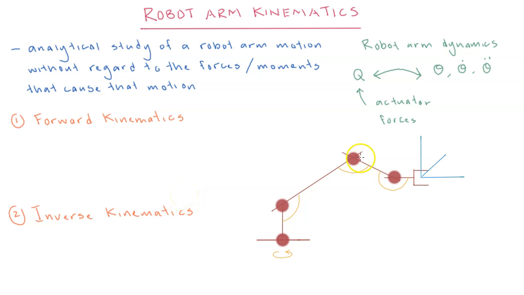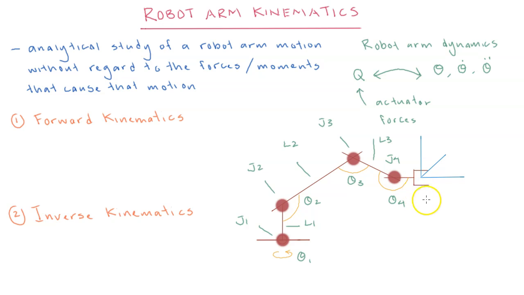Let's say we are given a robot arm that looks like this, and it has several joints and links. Let's try to label them first. So this is joint 1, joint 2, joint 3, and joint 4. And this is called link number 1, link number 2, link number 3. And this will be theta 1, theta 2, theta 3, and theta 4.